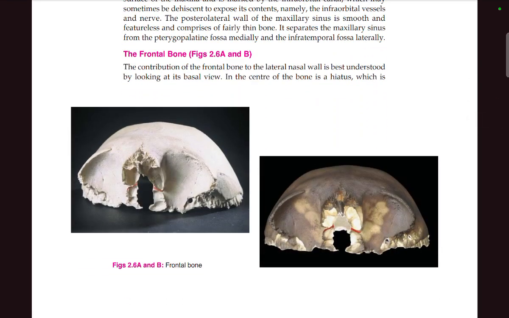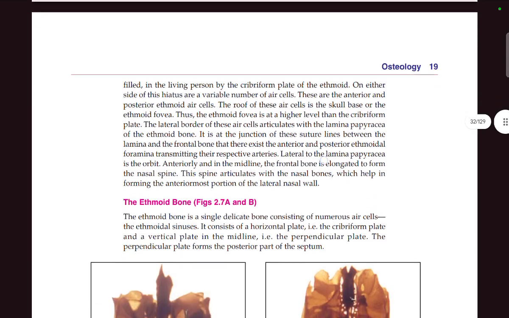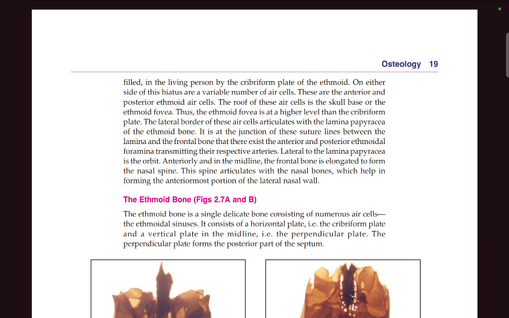Frontal bone. The contribution of the frontal bone to the lateral nasal wall is best understood by looking at its basal view. In the center of the bone is a hiatus, which is filled in the living person by the cribriform plate of the ethmoid. On either side of this hiatus are a variable number of air cells. These are the anterior and posterior ethmoidal air cells. The roof of these air cells is the skull base or the ethmoid fovea. Thus, the ethmoid fovea is at a higher level than the cribriform plate.